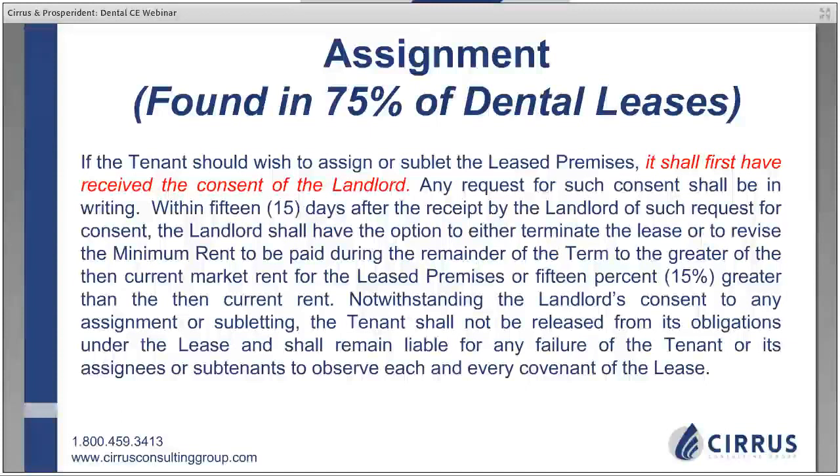Now, I will tell you very candidly, most landlords do not care to prevent you from selling your practice, and they certainly do not want you to leave their buildings. But many landlords are sophisticated, savvy business people. And if there is an opportunity to make money, that is exactly why they went into the real estate game.